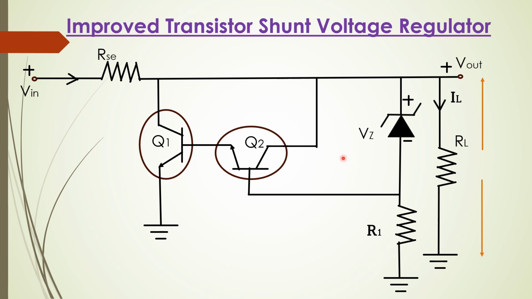The output voltage is set by the Zener diode and the voltage across Q2, VBE2. So V out is nothing but VZ plus VBE2 plus VBE1. So this is the total output voltage summation. Thank you.